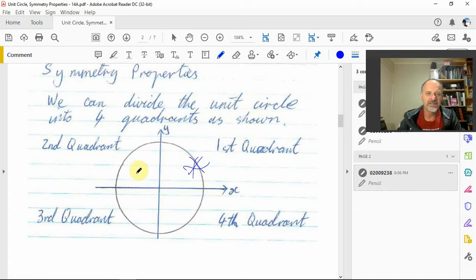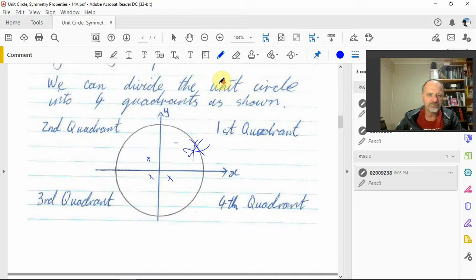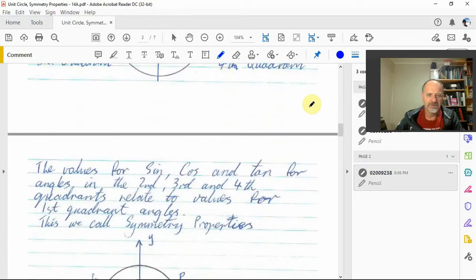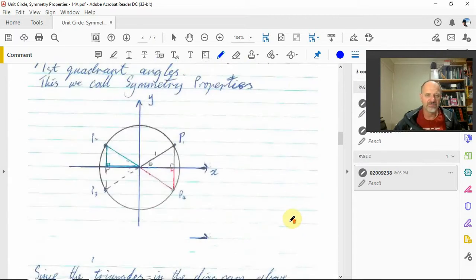There's a relationship between angles, or in particular the sine, cos and tan values of angles in the second, third and fourth quadrants, which relate back to angles in the first quadrant. That's what we're talking about when we talk about symmetry properties. As we say here, the values for sine, cos and tan for angles in the second, third and fourth quadrants relate to values for the first quadrant angles. This we call the symmetry properties. All right, so here we've got some triangles.